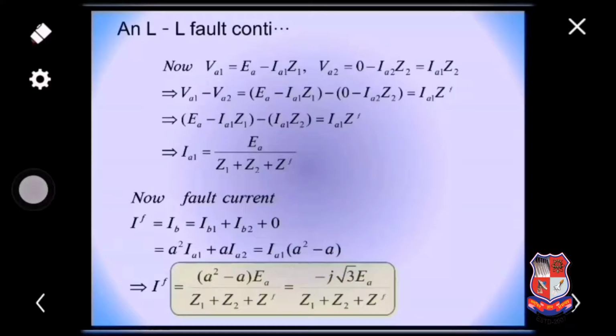Now fault current is actually IB, and IB is equal to IB1 plus IB2 plus IB0. IB0 is 0. So now put the values of IB1 in terms of IA1 as A square IA1, and IB2 is equal to A IA2. Further simplifying, you will find IF or fault current is equal to A square minus A into EA upon Z1 plus Z2 plus ZF, or you can say it is minus J root 3 EA upon Z1 plus Z2 plus ZF.